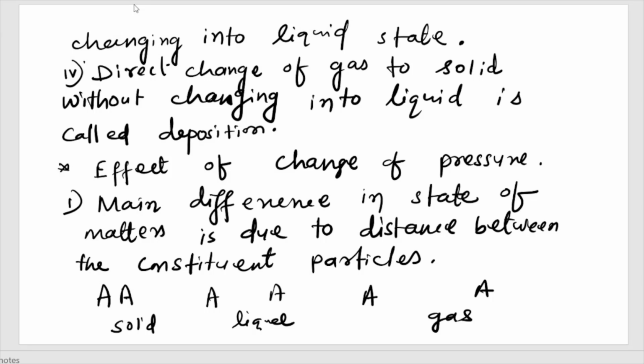In solid, let us say A is a particle; all particles are known as A. In solid, there is a small distance between them. In liquid, there is a larger distance when compared to solid. In gas, there is a very large distance when compared to liquid and solid. The conclusion: in solid the distance between constituent particles is very small, in liquid the distance is more, and in gas the distance is much more.